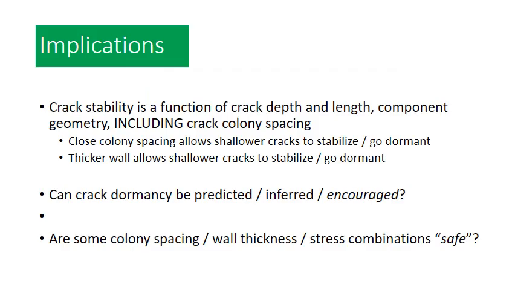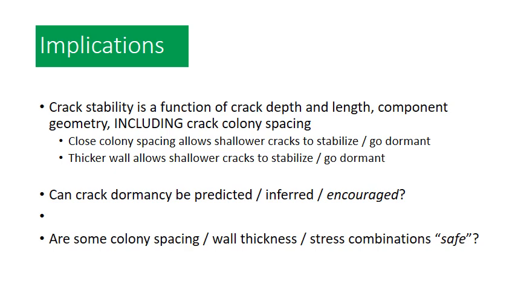So what are the implications of all this? Well, we know from this discussion and the first 2 videos in the series that crack stability is a function of crack depth and length. It depends on the component geometry. So in this case, it depends on the wall thickness of the pipe. And the component geometry and crack sizing, that includes looking at the crack colony spacing. If we look at a close colony spacing, that allows for shallower cracks to stabilize, go dormant. And if we have a thicker wall, that also allows shallower cracks to go stable and go dormant.